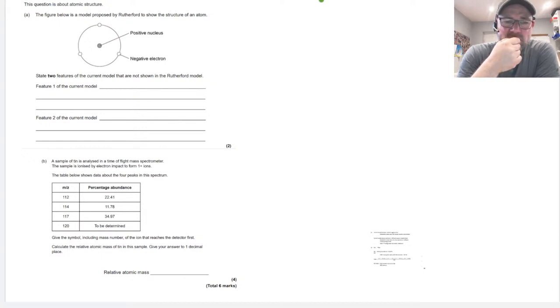State two features. Okay, so the question is about atomic structure. This is a 6-mark question on atomic structure, so on this unit. The figure below is a model proposed by Rutherford to show the structure of an atom. State two features of the current model that are not shown in the Rutherford model. So here is the Rutherford model. After he did the plum pudding, he said, yes, positive nucleus with negative electrons around them. What hasn't he shown?